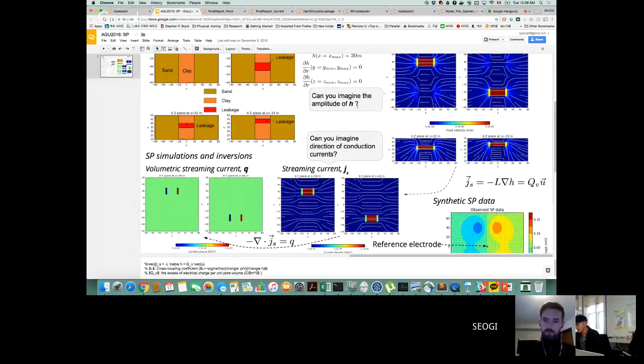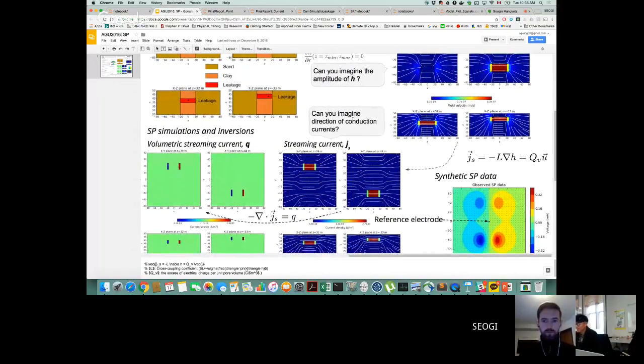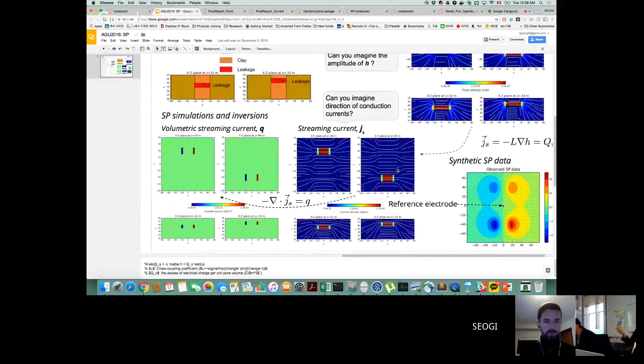So you can imagine how the hydraulic head looks, or how the hydraulic gradient looks. That's actually how the electrical field looks, how the currents look. So I was asking, I'm showing the streaming current. What is the direction of the conduction currents? Okay, so conduction current would be opposite to that. Yeah. It's kind of hard to see, but anyway.